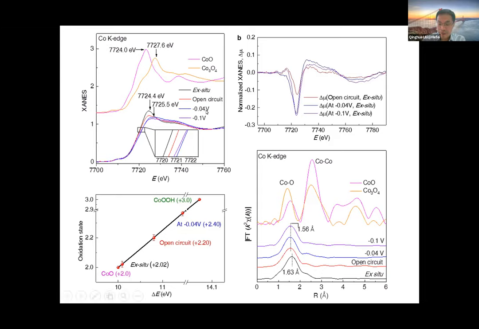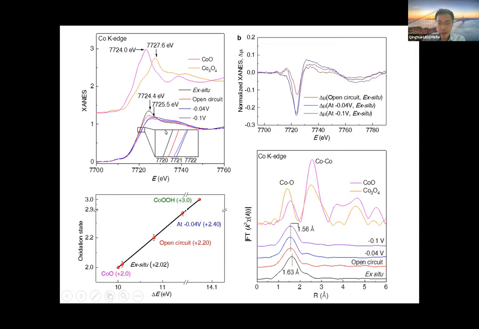Three is the state of minus 0.04 volt, which means minus 0.04 volt voltage was applied on the working electrode. Four, the state of minus 0.1 volt, means minus 0.1 volt voltage was applied on the working electrode.